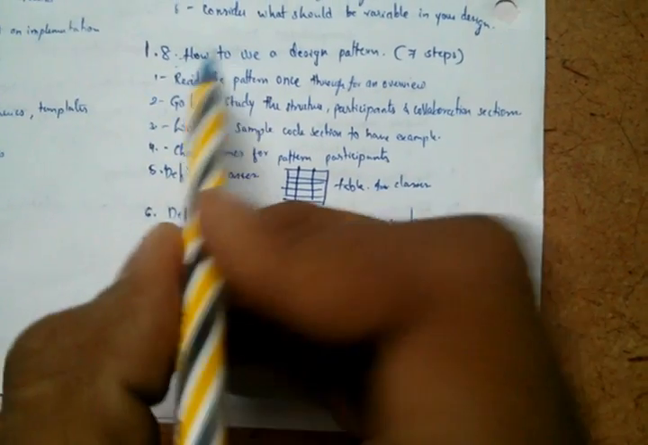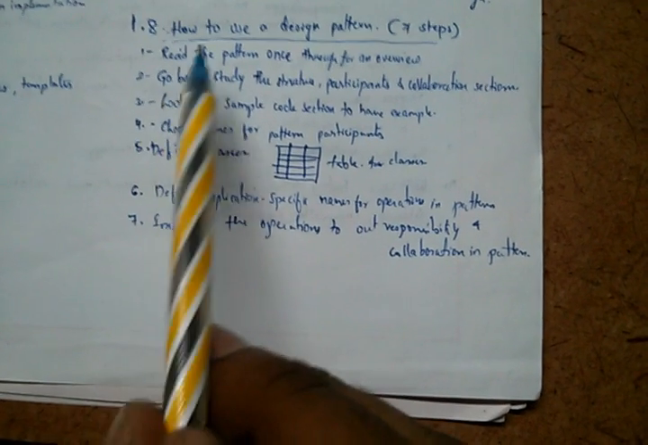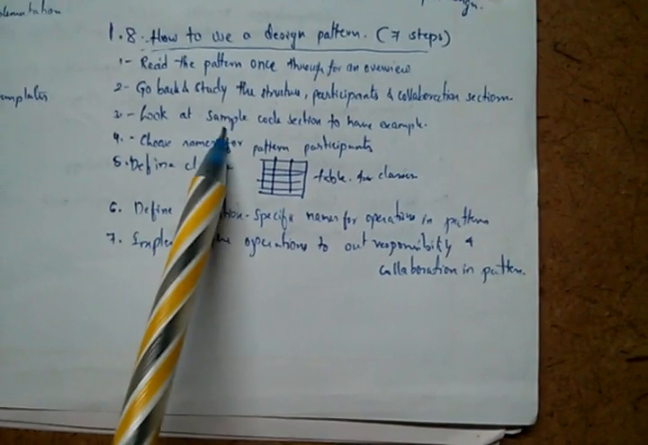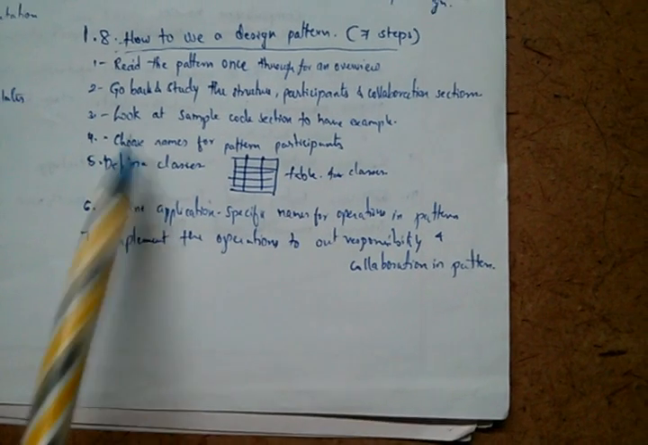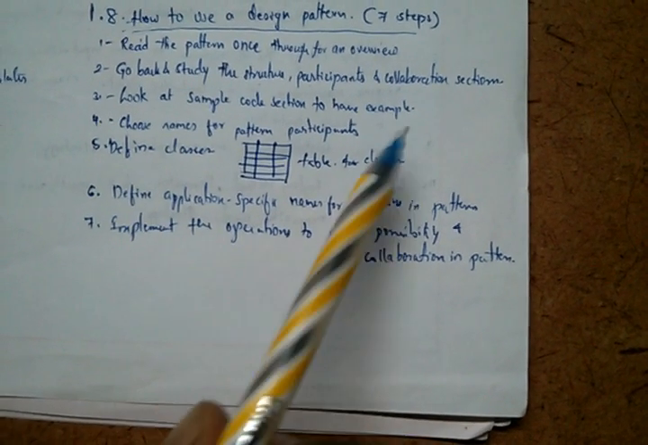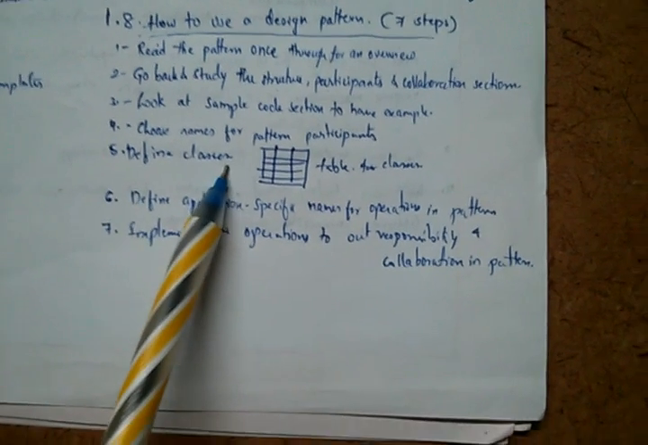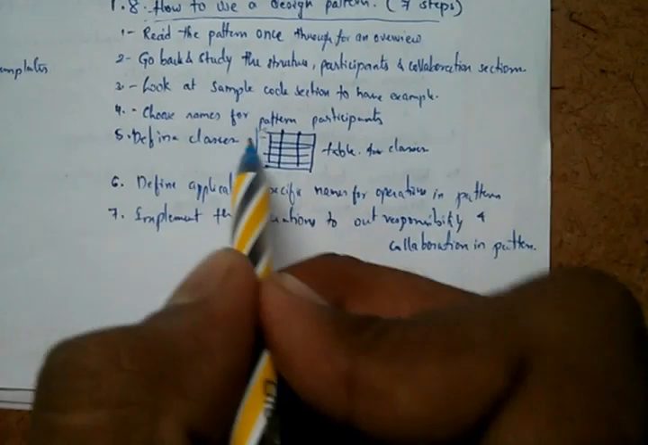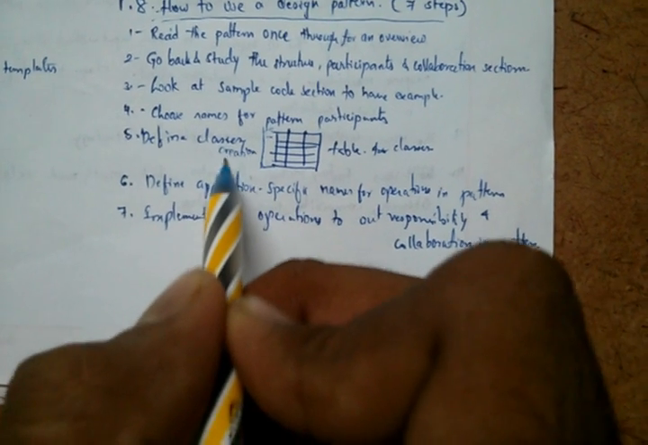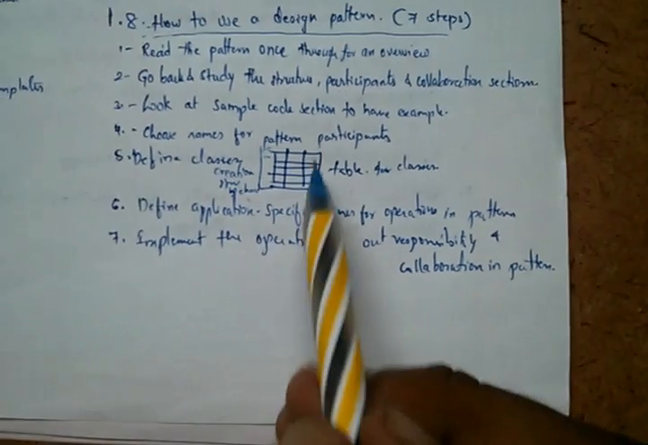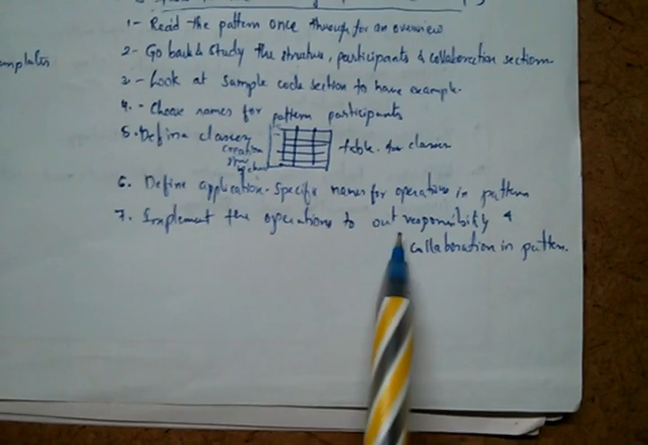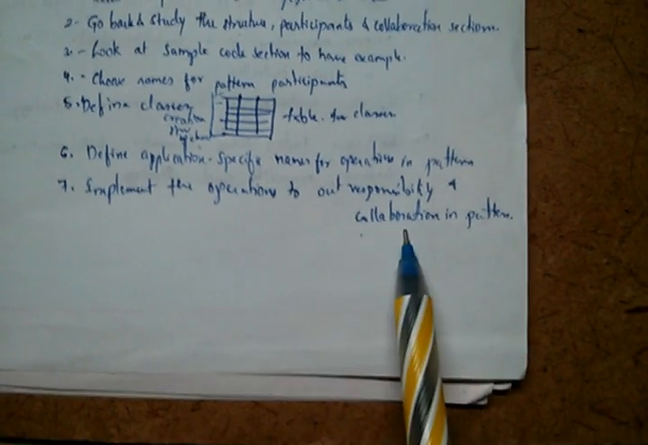Then coming to 1.8, how to use a design pattern. Using a design pattern involves 7 steps. Reading the pattern once thoroughly for an overview, then we have to go back and study the structure, participants, collaboration sections. Look at the sample code section to have an example. And then the fourth step will be choosing names for pattern participants, and then defining the classes, and these classes can be categorized in a table form. Like the first three will be creational, structural, and behavioral. Then defining application specific names for operations in patterns, then implementing the operations to carry out the responsibilities and collaboration in patterns.